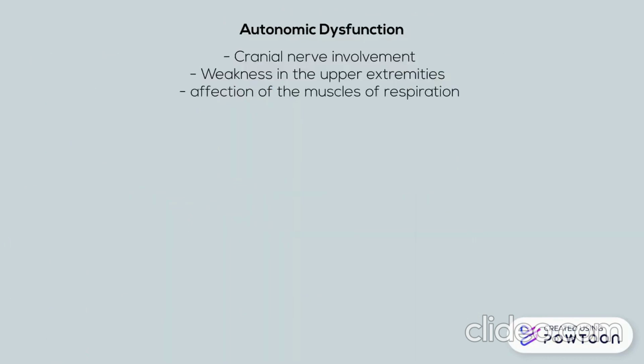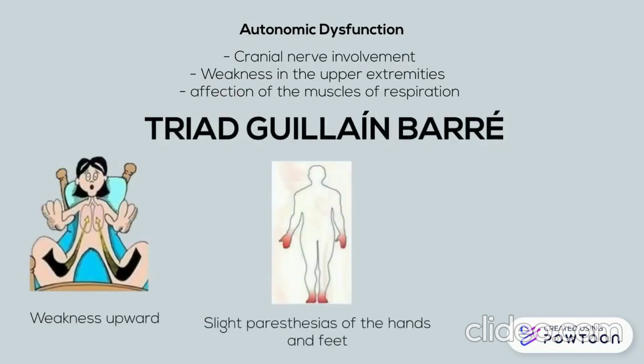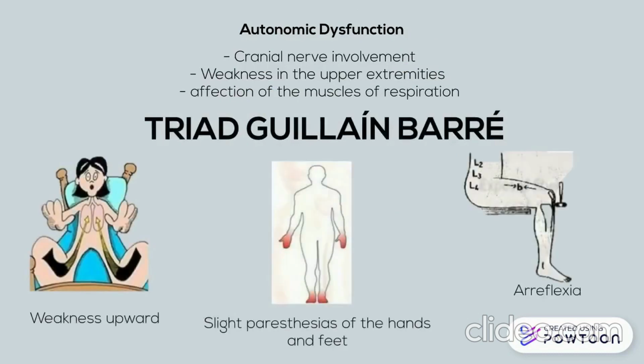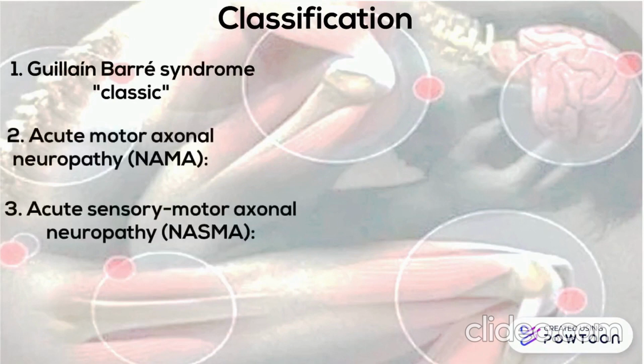We also find the following clinical picture: autonomic dysfunction, cranial nerve involvement, weakness in the upper extremities, affection of the muscles of respiration, within the classic triad found in Guillain-Barré syndrome. We have upward weakness, slight paresthesias of the hands and feet, areflexia. Classic Guillain-Barré syndrome can be associated with sensitive symptoms, such as pain. It can be associated with autonomic dysfunction.